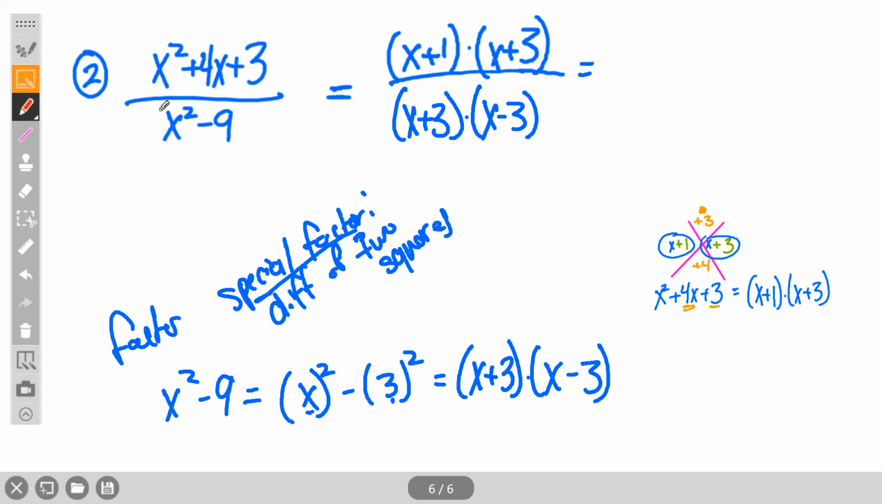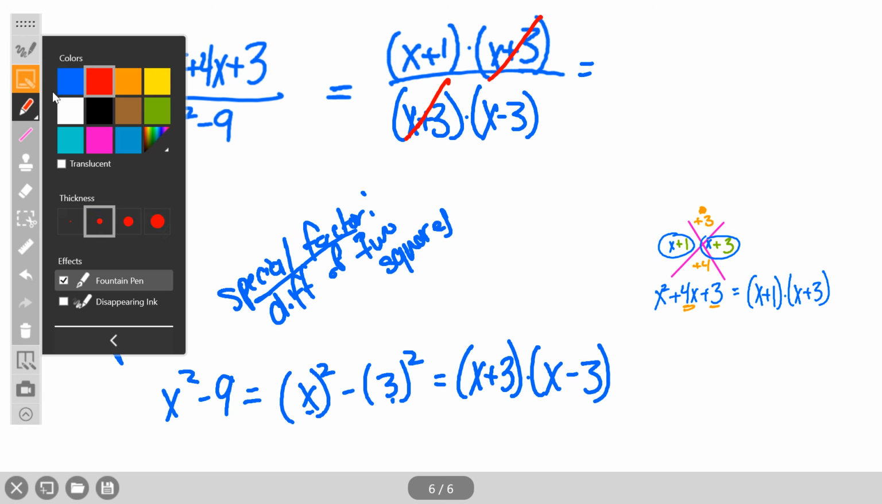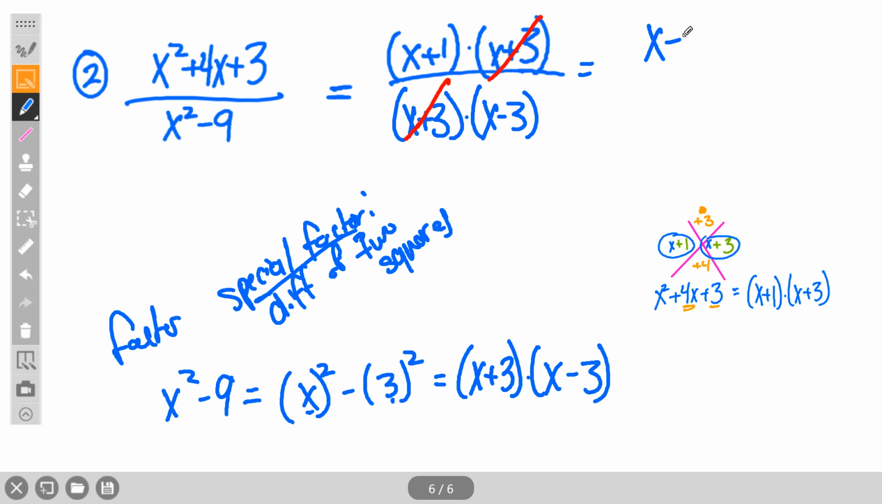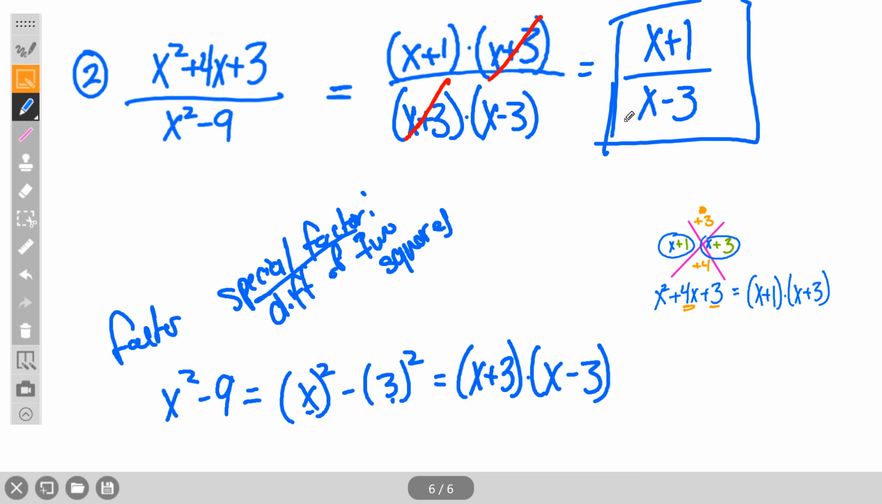Well, they have a factor in common in the numerator and denominator. They both have x plus 3 as a factor, so that can cancel. So what we're left with is x plus 1 in the numerator, x minus 3 in the denominator, and that would be the simplified form of number 2.